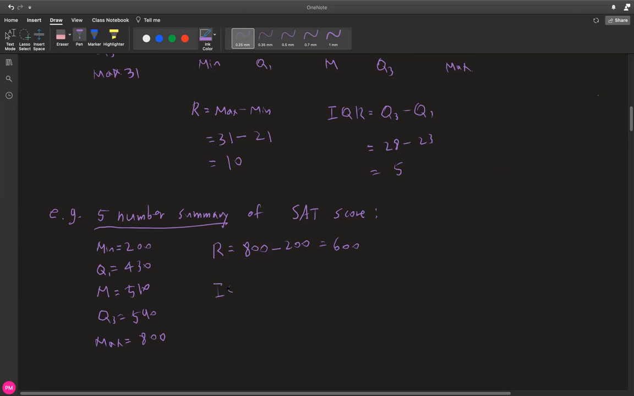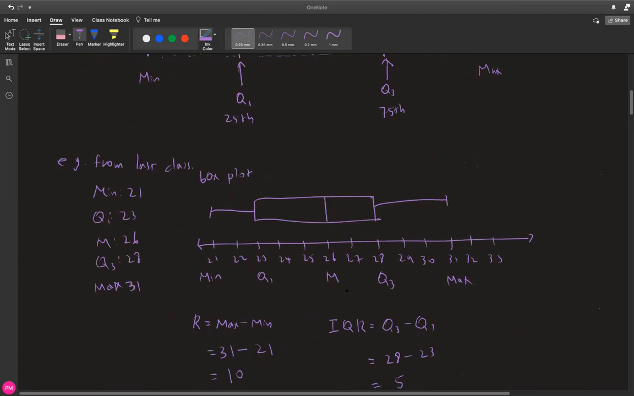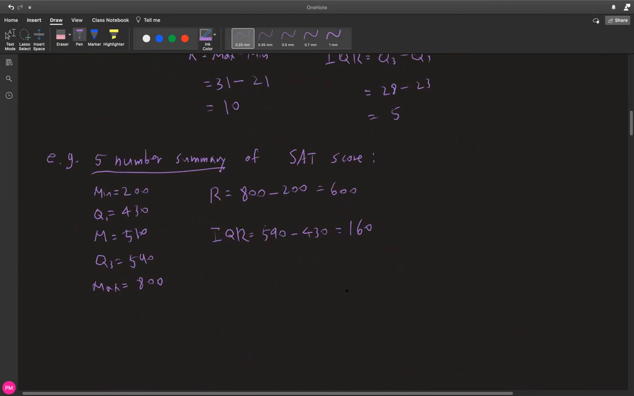And the IQR, since it's the third quartile minus the first quartile, you can take 590 minus 430, and that is 160. This tells you that the middle 50% lies within the 160 point difference. So I think that was enough information about the interquartile range and the range. So let's go over and do something else.